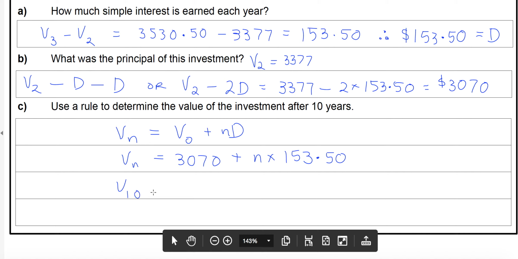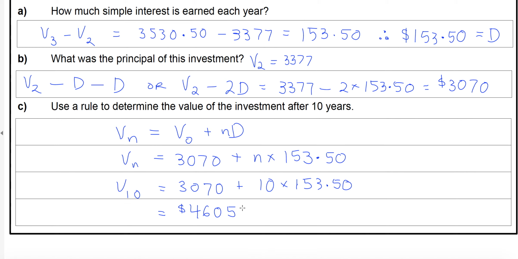I want after 10 years, so I want V10, which means substituting 10 into my rule. So it's going to take our original value and add 10 lots of 153.50, since we earned that every year for 10 years. We get $4,605. As you can see, that's a lot faster than using a sequence. So unless I'm told to use a recurrence relation or to use recursion, this is the rule that I'm going to be using from now on for simple interest.